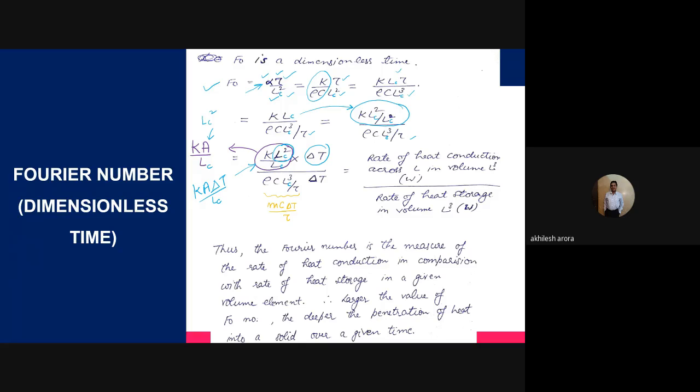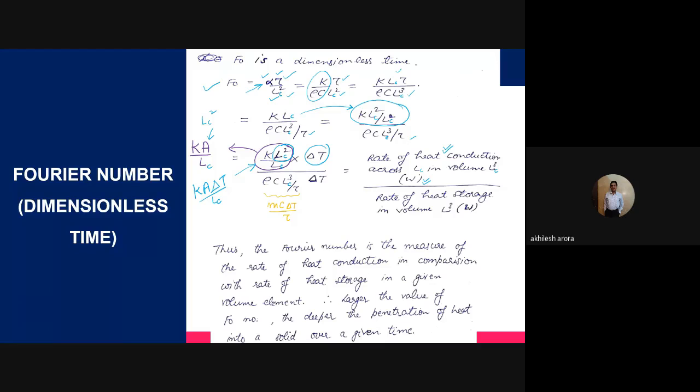So we say that this is the rate of heat conduction across LC in a volume LC cube, and its unit is watts. So the numerator term is equivalent to the rate of heat conduction across a thickness LC in the volume LC cube, and the unit is watts.